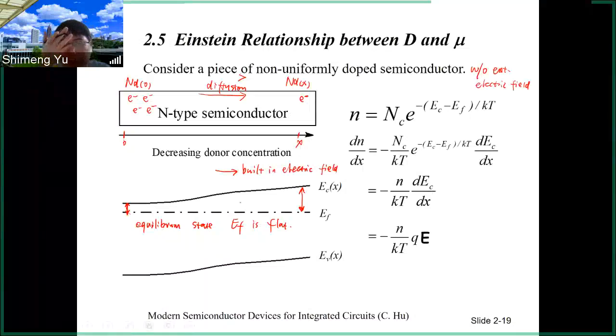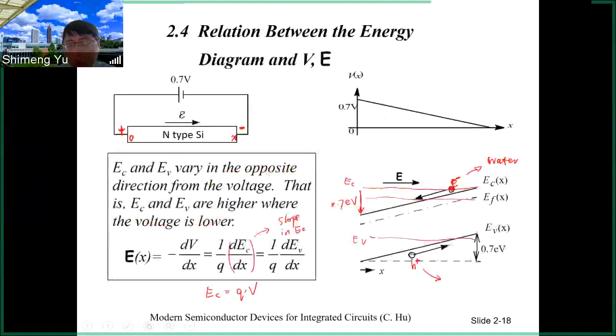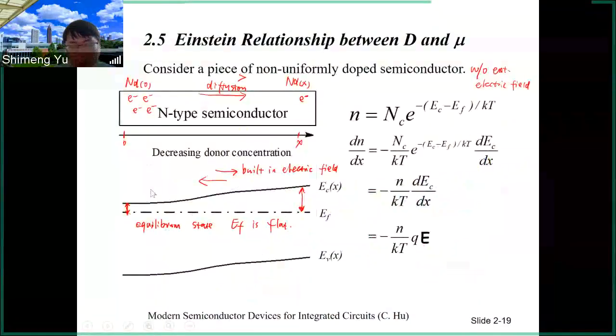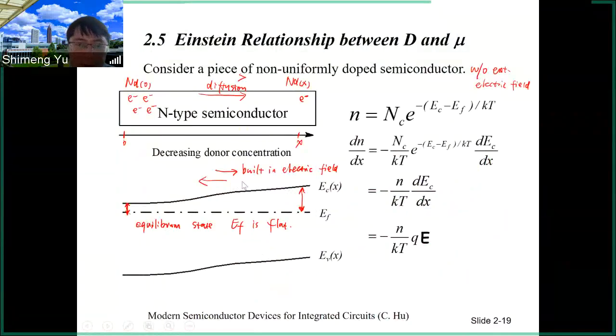So if you have built-in electric field, that means what? If you consider the drift current, then the electron will move to the left, because the field is pointing to the right. In the same example here, the field is pointing to the right. So electron, like water, will go to lower potential. Electron will go to the left. This is caused by this drift.